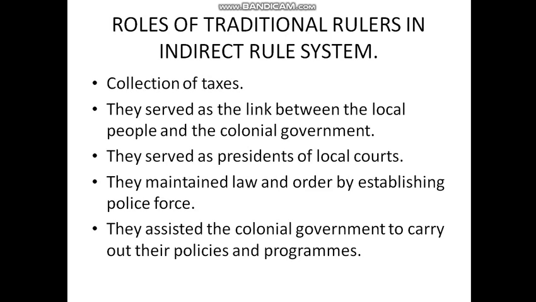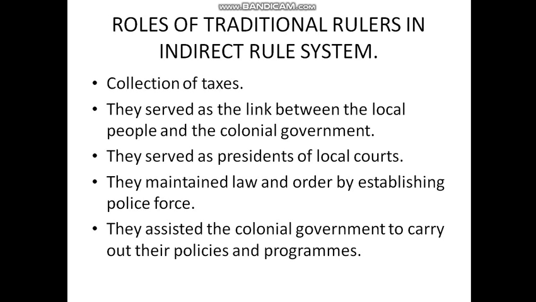What are the roles of traditional rulers in the indirect rule system? Number one, collection of taxes. Like I said, they acted as the middlemen between the colonial masters and the indigenous people. Number two, they served as the link, the bridge, between the local people on one hand and the colonial government on the other hand.